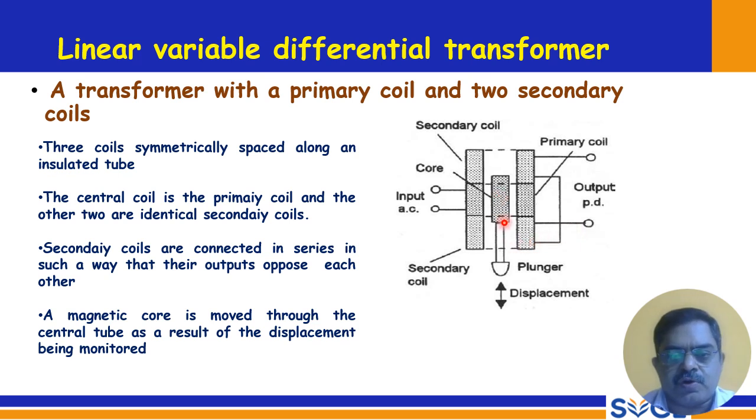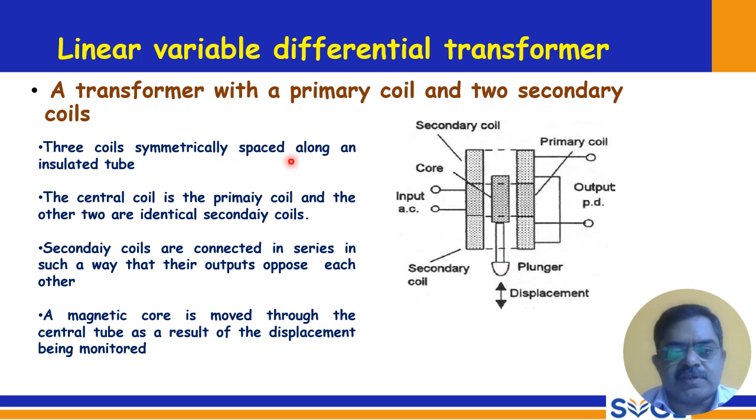And you have a core. When the core is at the middle position, this is known as the null position of the LVDT. When it moves in either direction, it deflects from the null position. And this is the plunger attached to this core, and to the end of this plunger we attach the object whose displacement is to be measured. And this is simple in construction.